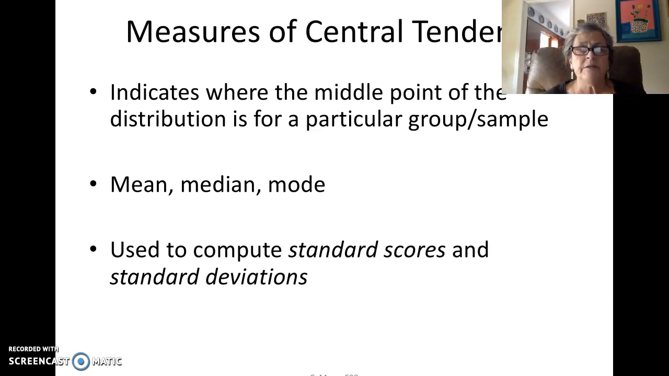So when someone is talking about an average score on something for a particular group or sample, you want to make sure, what kind of score are they talking about? Mean, median, or mode? Because they are all different and mean different things. So all three of those are used to compute standardized scores and standard deviations. If you're right in the middle and it's the mode they're talking about, then you've scored the score that is obtained most frequently by the people in the group.